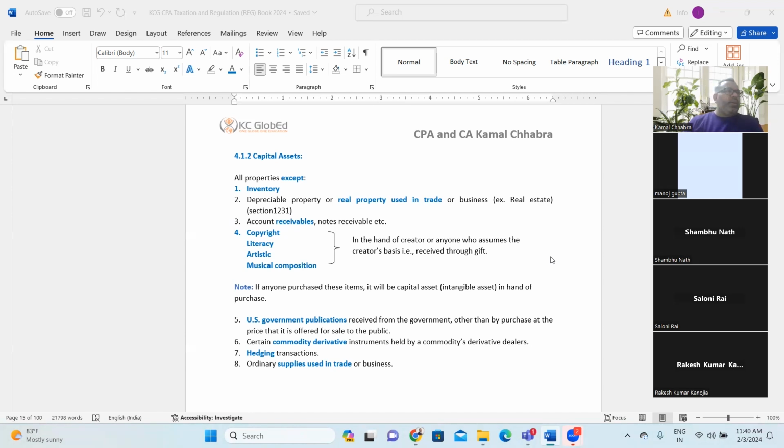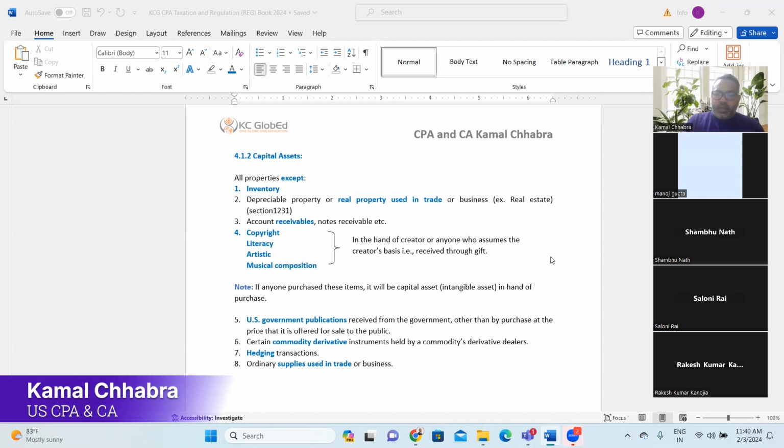For example, any individual who is a singer, and his song has been purchased as an IP by a company, then it is an intangible asset for that company. But for the creator, it always remains inventory. So it will not be considered a capital asset for the creator. That is different, right? This kind of analysis we do not have in Indian taxation, but this is slightly different from India to US. Clear? Again, I am reiterating: copyright, literature.